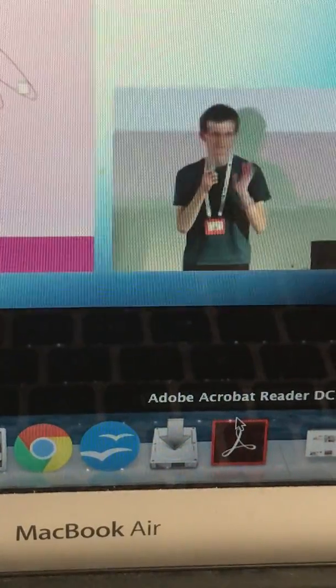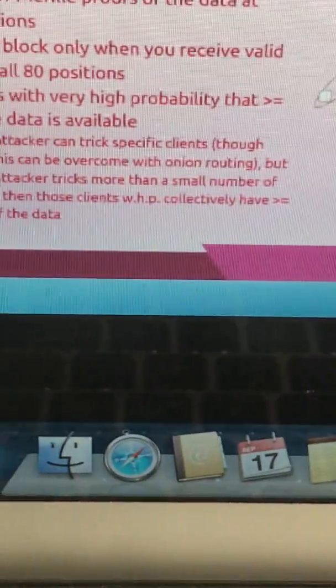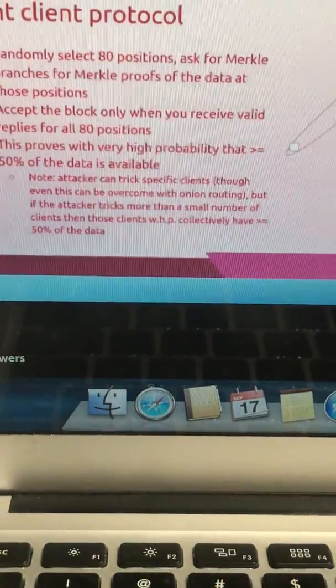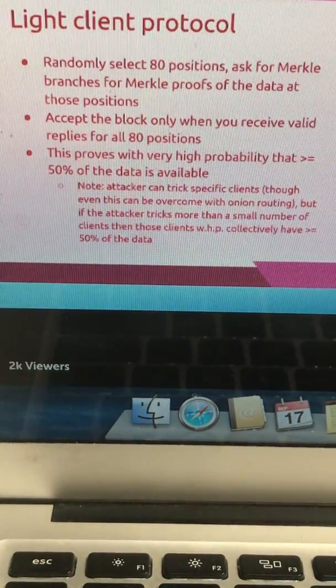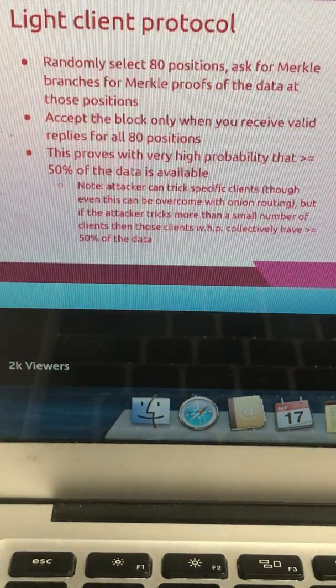So, light client protocol for verifying data availability. Suppose you have a block, and we're going to just take that block and Merkle hash it, and think of there being data at the bottom, could be a few megabytes, could be higher, and it just gets Merkle hashed and you have a Merkle root.